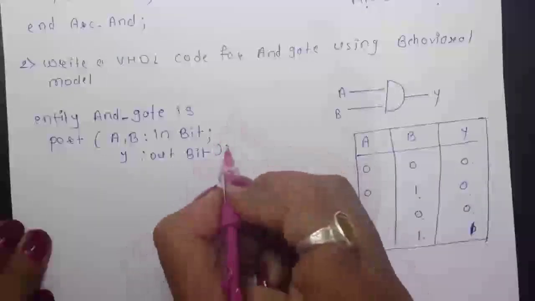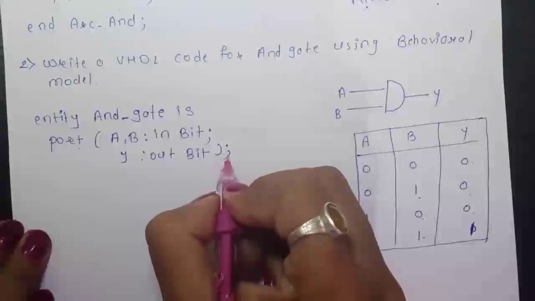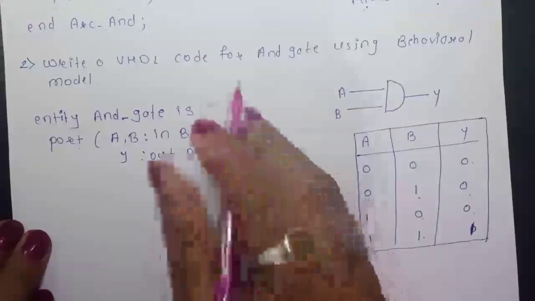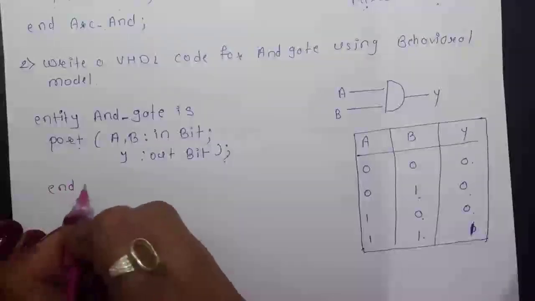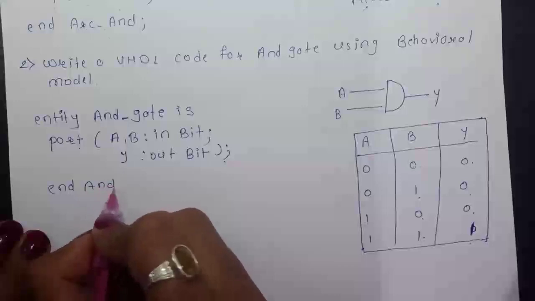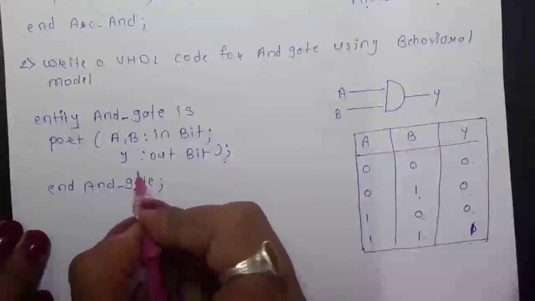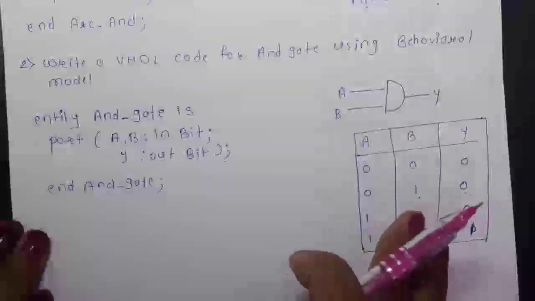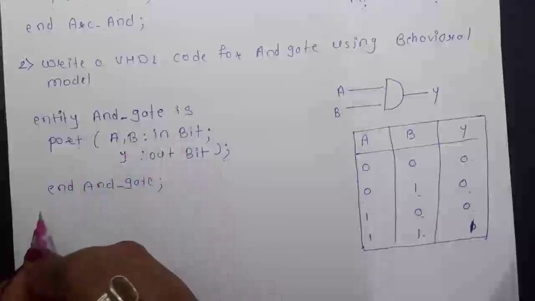Now look at the placement of the semicolon. Here the semicolon is after the close bracket, because this is the syntax for the VHDL language. After that, end entity name. The name of my entity is and underscore gate. Now the behavioral style of modeling is focused on the truth table.